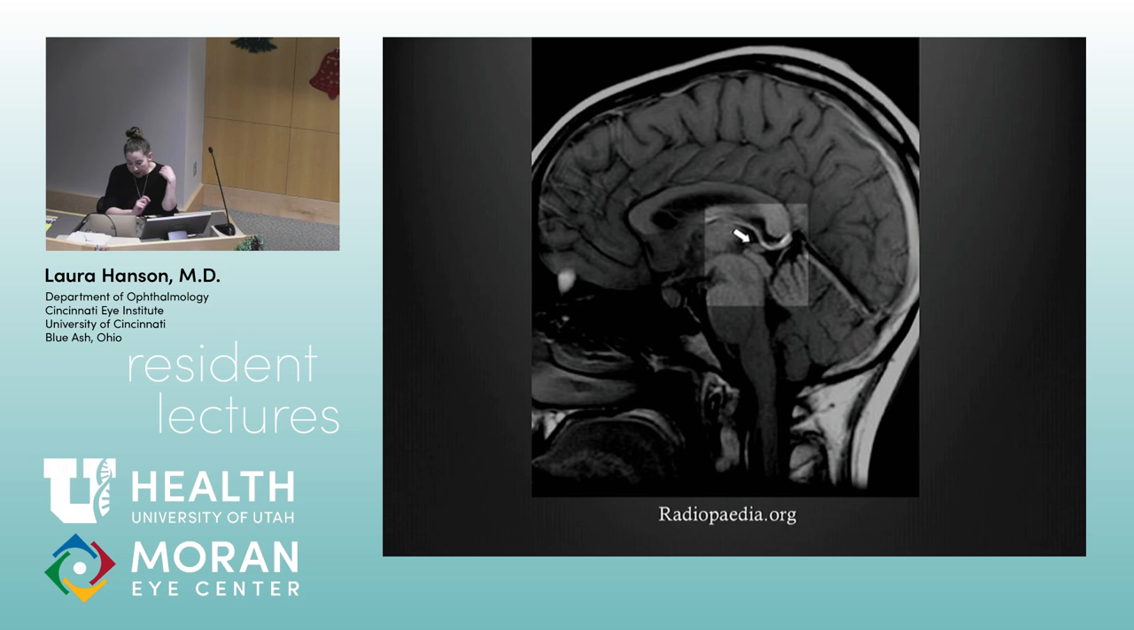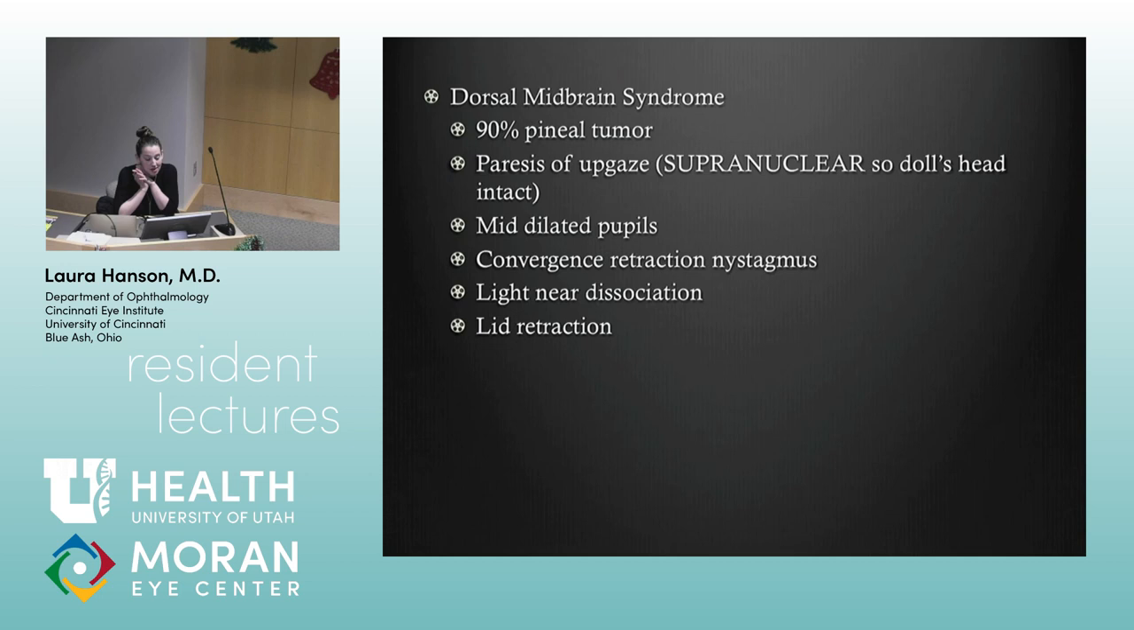But does anyone remember any of the findings of it? So they get paresis of upgaze, they don't look up, they get mid-dilated pupils, convergence retraction nystagmus on attempted upgaze, so the eyeball kind of pulls back because you get co-contraction of the muscles. They have light-near dissociation and upper lid retraction.